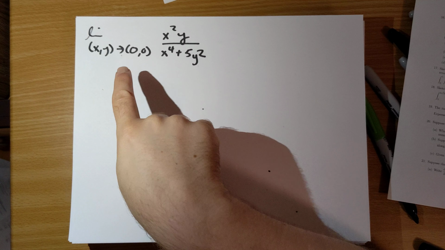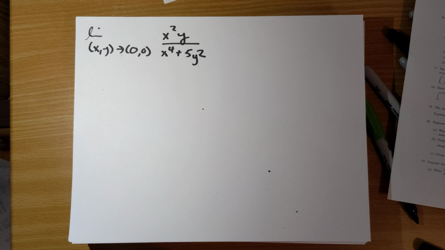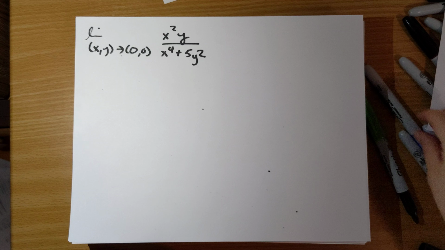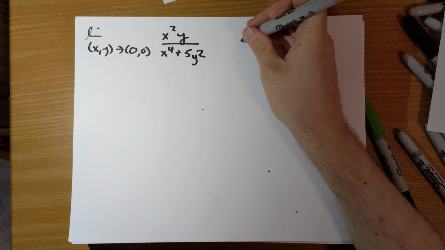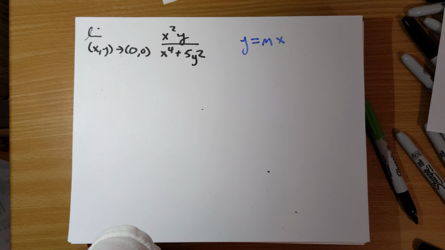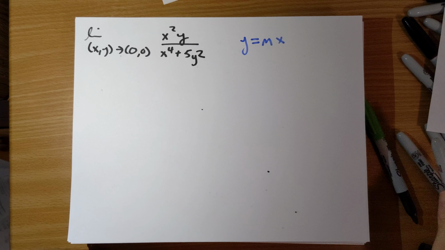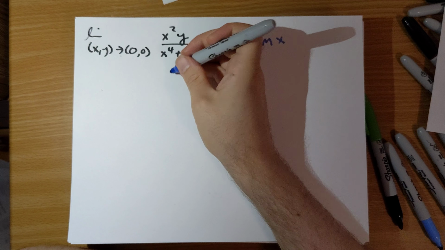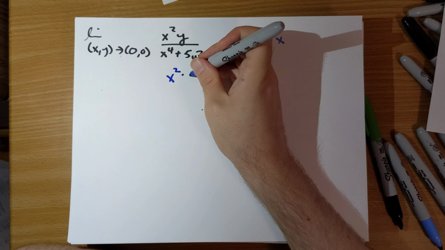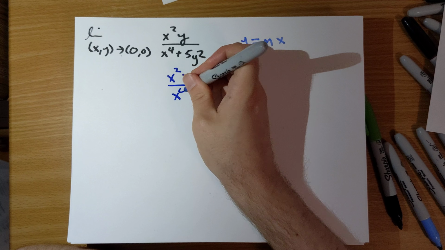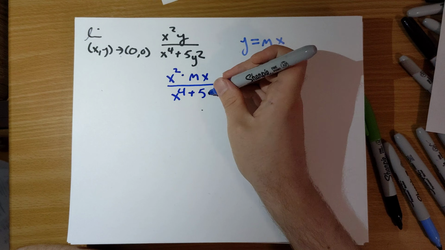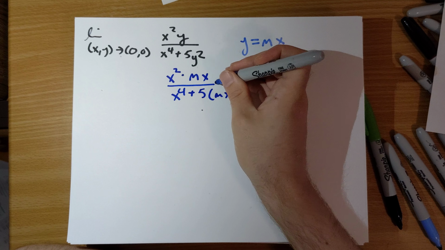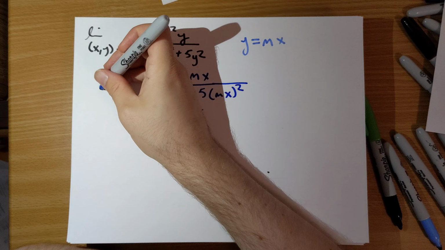Okay, so suppose you want to study this limit as (x, y) goes to (0, 0) in problem number 20. Part A says go along the path y is equal to mx, where m is a non-zero constant here. So what that means is we should substitute in everywhere we see a y, replace it with mx: x squared times mx over x to the fourth plus 5 times (mx) quantity squared. This is the thing we're taking the limit of.